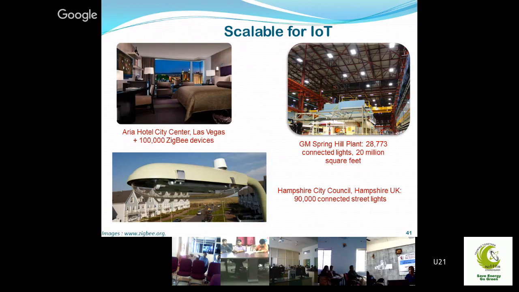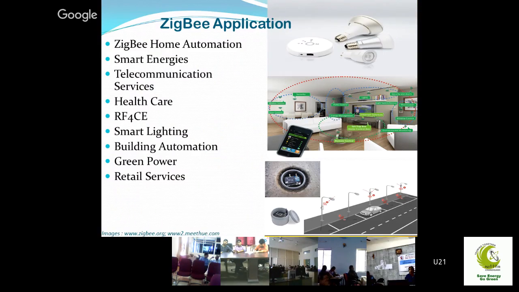If we talk about application scenarios of ZigBee, these are some applications. For example, this is one hotel in Las Vegas where more than 1 lakh ZigBee devices have been implemented. Similarly, Hampshire County Council in the UK has 90,000 connected street lights. There are a lot of other ZigBee applications, and they have developed different profiles for different applications. For example, they have profiles for ZigBee home automation, smart energy, telecommunication, healthcare, radio frequency for consumer electronics, smart lighting, building automation, green power, retail services, etc.